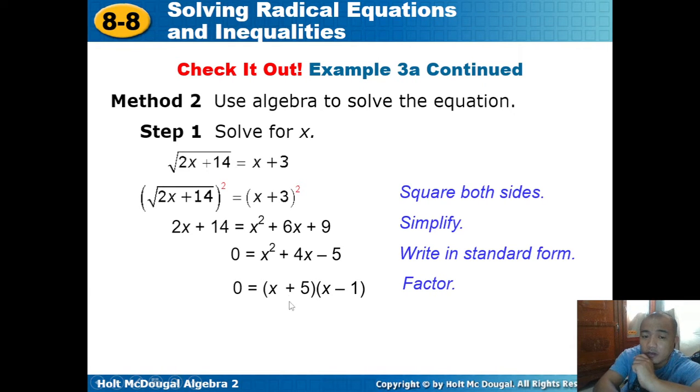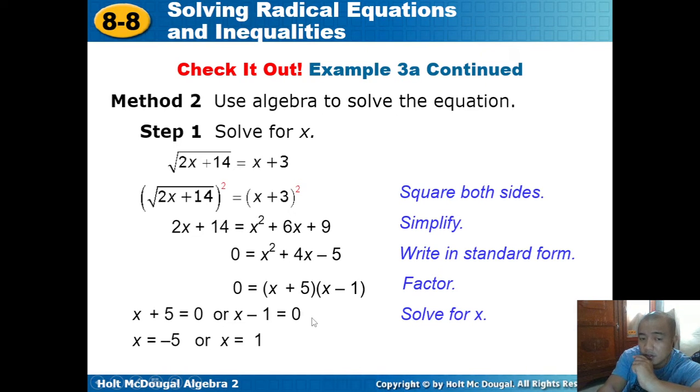And let's do factoring. X plus 5, x minus 1. The factors of negative 5 whose sum is 4. Then by zero product property, x plus 5 equals 0, x minus 1 equals 0. Solving for x. X equals negative 5, x equals 1. So which one is the real? Okay, there are two solutions for the radical equation, but which one of them is the real solution, and which one is the extraneous root?